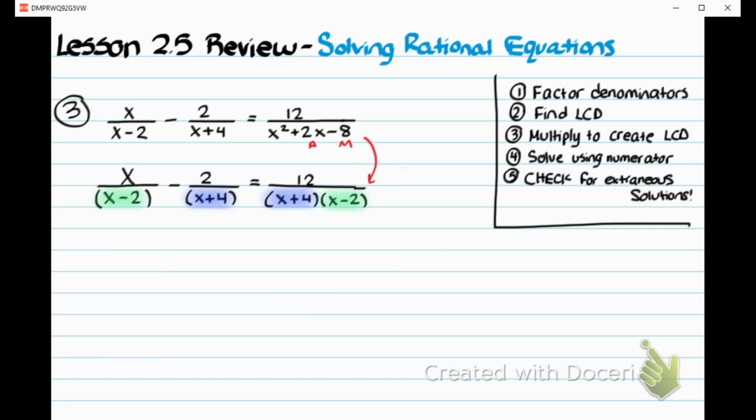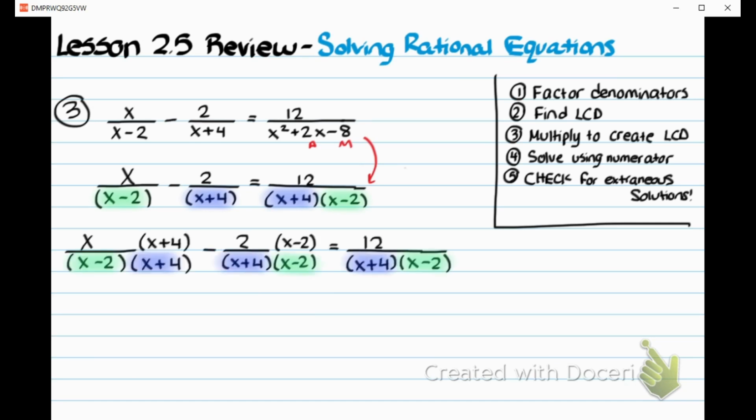Okay, I'm going to skip ahead and I will show you guys the answer. Okay, so hopefully you can see I multiplied in an x plus 4 into the first fraction. I multiplied in an x minus 2 into the second fraction. And the third fraction already had the LCD. So in this case, our LCD is x plus 4, x minus 2. Okay, so it's what they have in common. Now all three fractions have a denominator of x minus 2 and x plus 4.